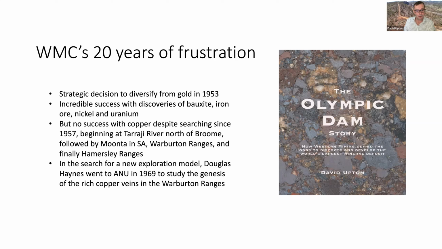Not long after Moonta, they went to the Warburton Ranges, way up in the heart of WA, where there were very high grades of copper in vein systems, and they were trying to understand that. And they even went to the Hamersley Ranges with a sediment-hosted copper model analogous to Africa's copper belt. So they were trying everything over many years. They couldn't really find an answer.